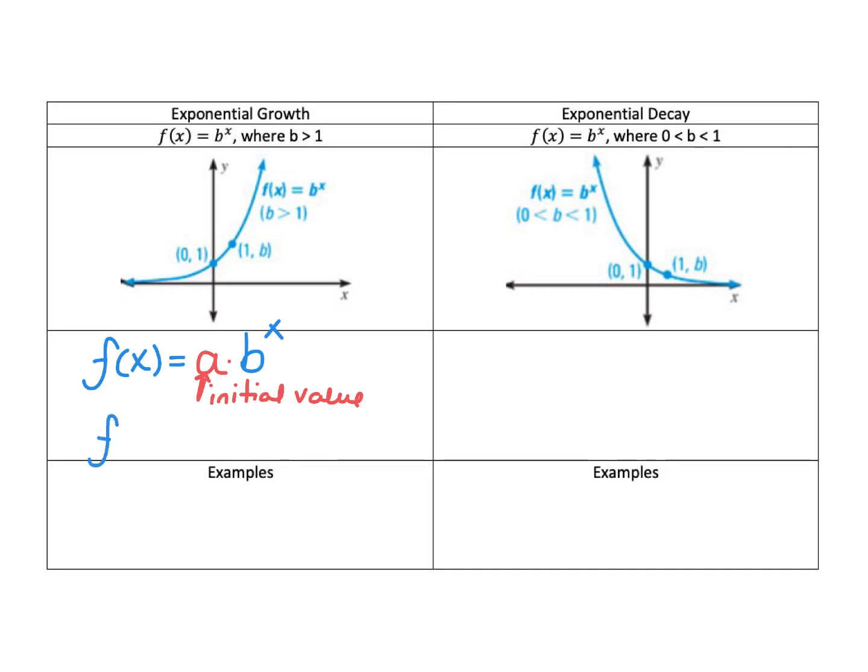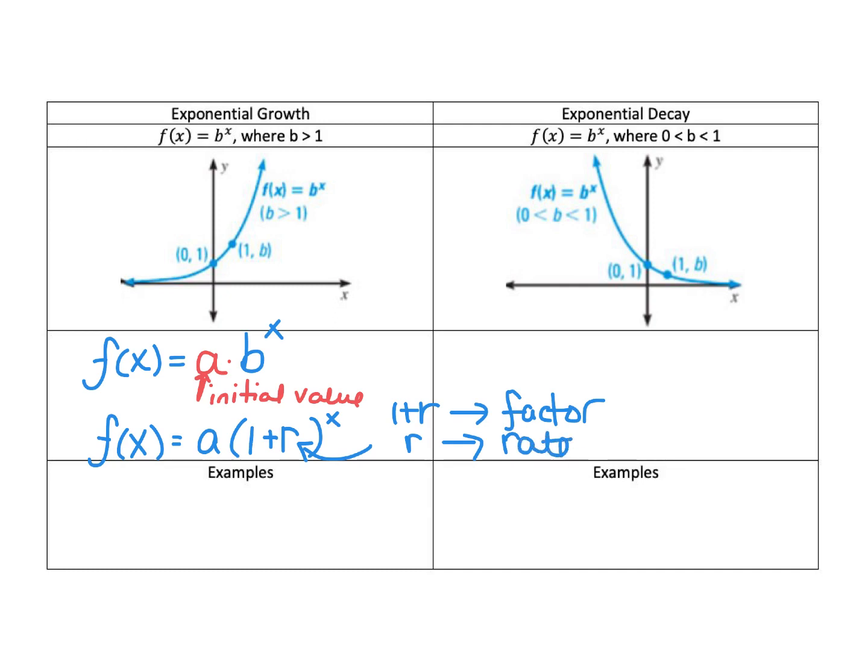And if you think about the base, I'm going to rewrite it in a different form. I'm going to write it as 1 plus r, and we'll look at this with some examples, but 1 plus r can be known as your factor, like your decay factor or your growth factor, and r is just your growth rate or your decay rate.